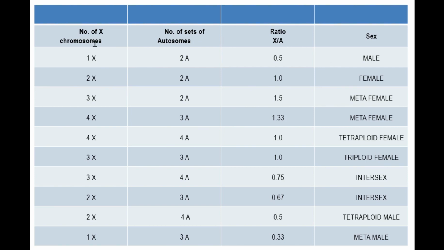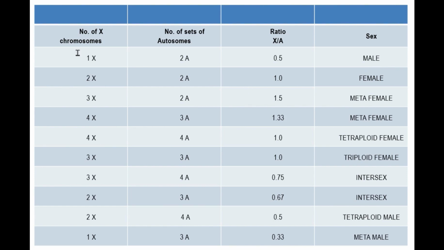And by considering a ratio between the first and the second column, that is the number of X chromosomes divided by number of sets of autosomes, one set or two sets or three sets, we will see it in the next level. And the ratio between X and A, that is X divided by A, will determine finally either a male or a female or super male or super female or intersex or tetraploid female or triploid female, something like that.